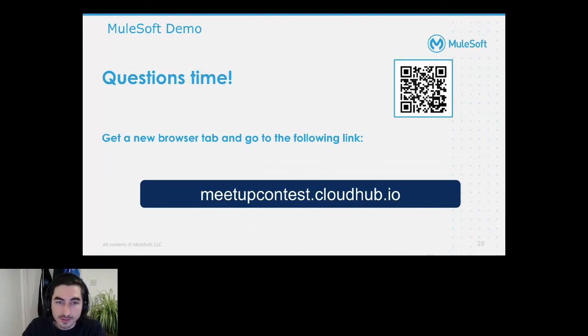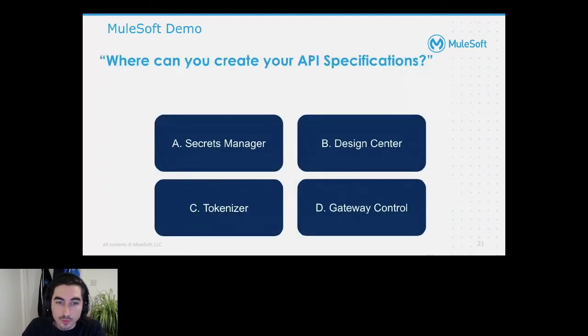Okay, with that said, I will assume that we're all ready to go. And the first question is, where can you create your API specifications? Is it in Secrets Manager, option A? Is it B, Design Center? Is it C, in Tokenizer? Is it D, in Gateway Control? Where can you create your API specification?